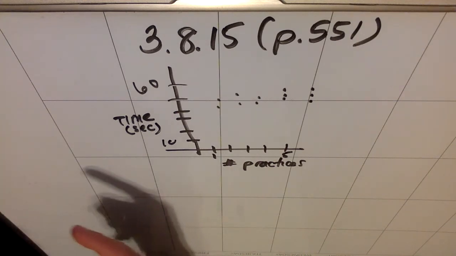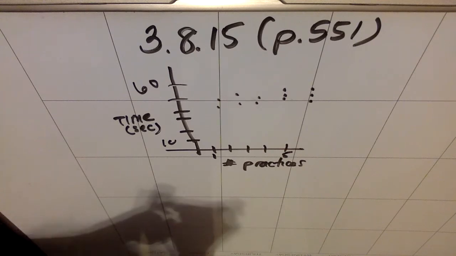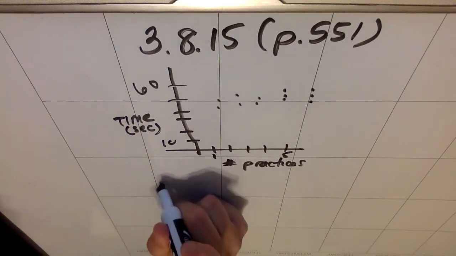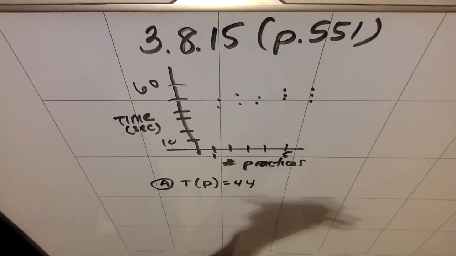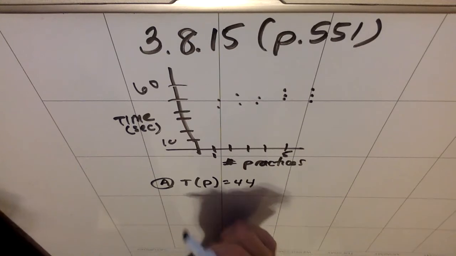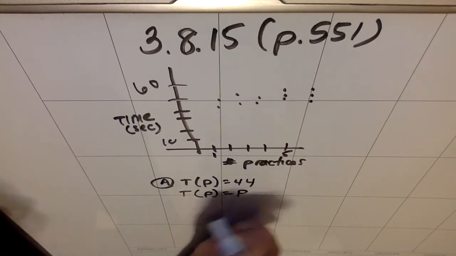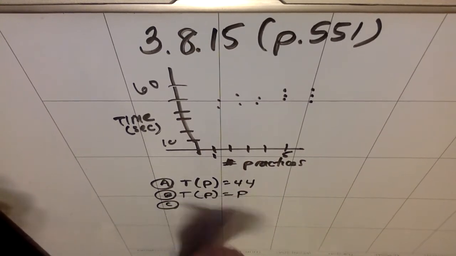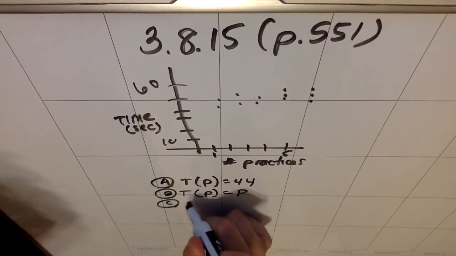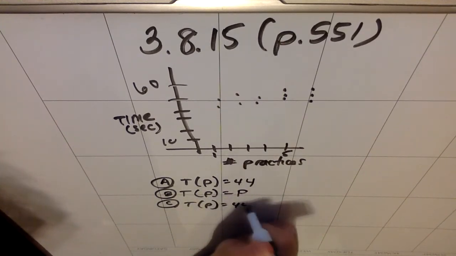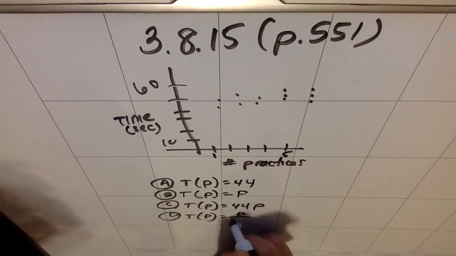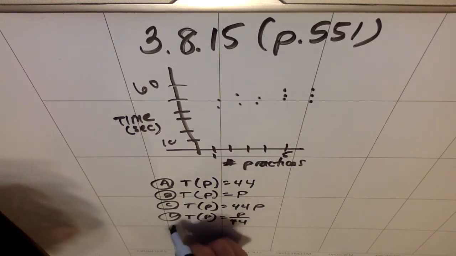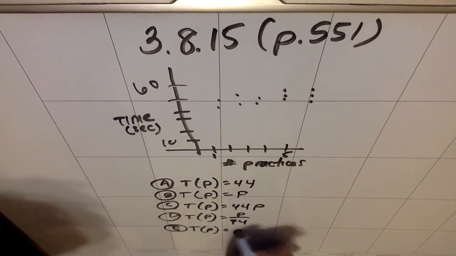So the thing to notice here is that they give us a bunch of options. Let's walk through the options they give us first, right? So t of p equals 44. That would be a horizontal line at 44, right? t of p equals p. That's answer B, which is not a good fit, but we'll talk about that in a sec. t of p equals 44p. t of p equals p over 44, right? And answer E is t of p equals p plus 44.